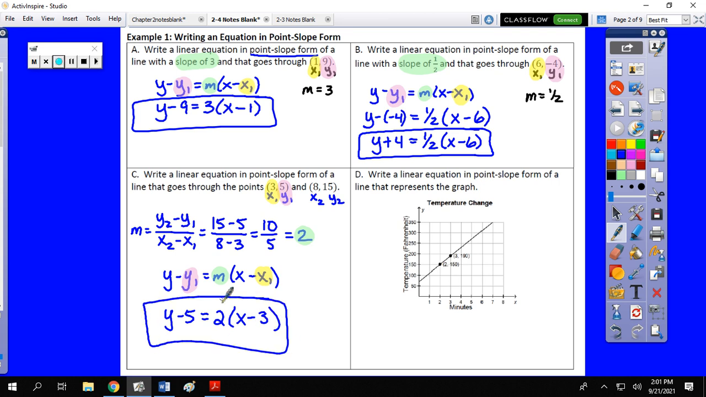Pause the video, try the next one on your own. Again, there are 2 points listed on the graph, so you should be basically doing the same thing we did on letter C.